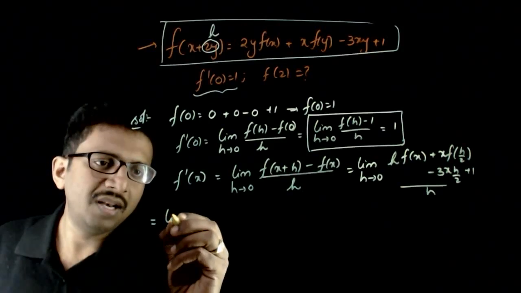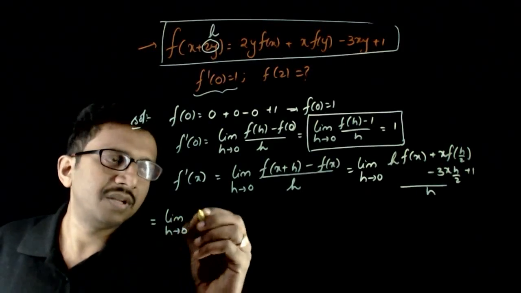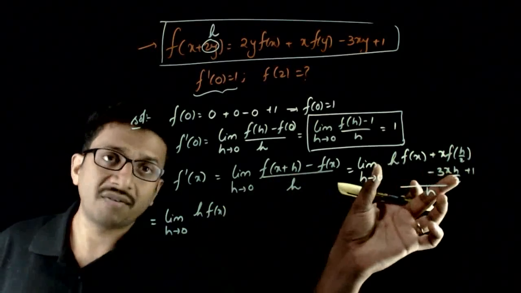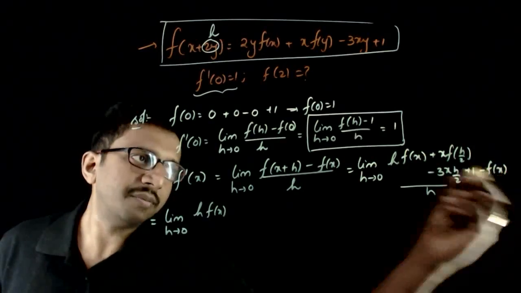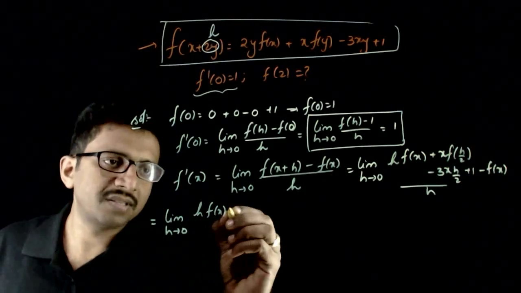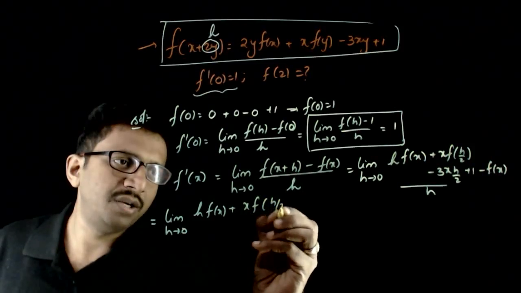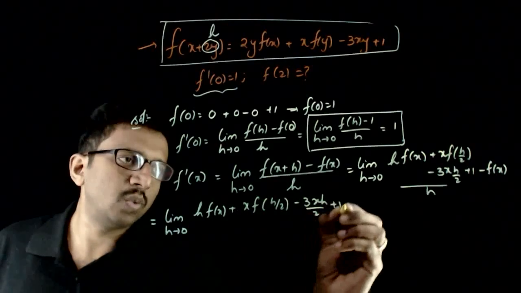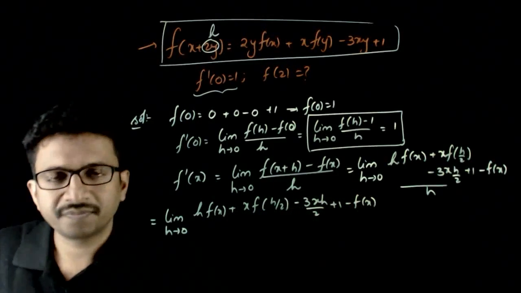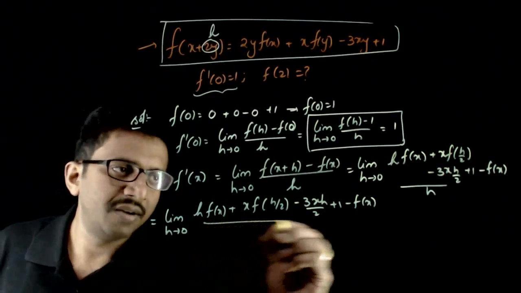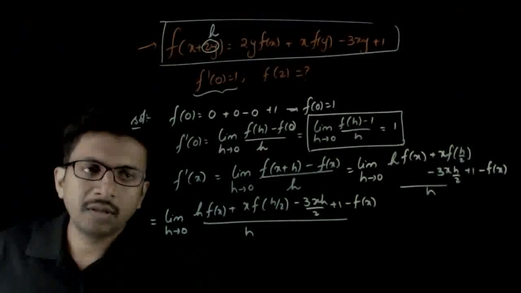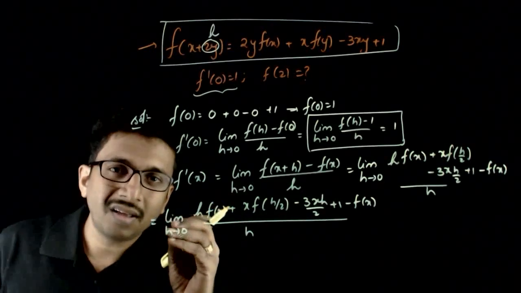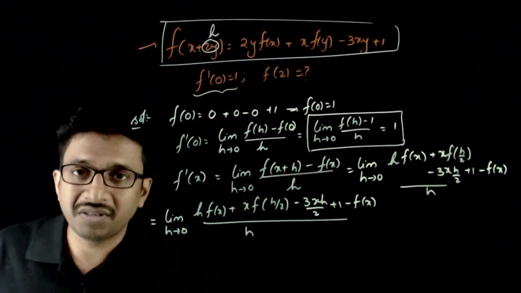That is equal to limit h tends to 0, of f of x plus h minus f of x. So h times f of x plus x times f of h by 2 minus 3x h by 2 plus 1 minus f of x, divided by h. So this is the expression for f dash of x, and in the question it's given that f is a differentiable function, that is f dash of x is always defined.